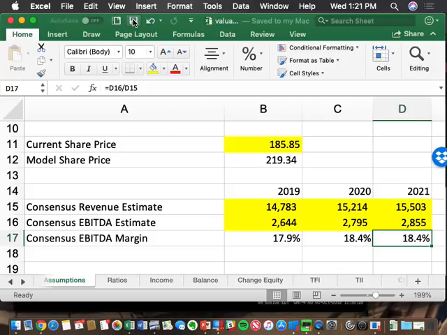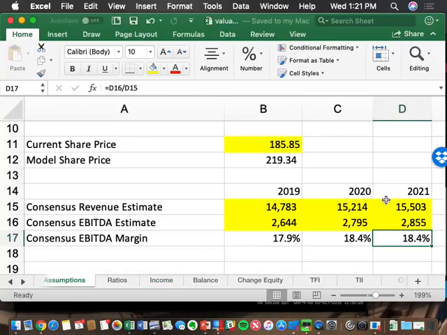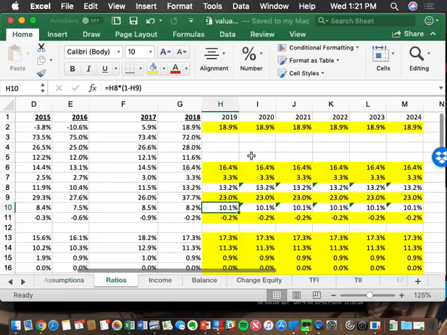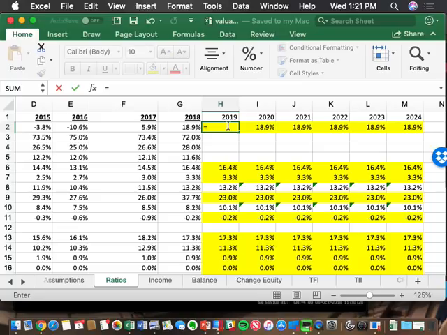Okay, so here's the thing. I need, in my income tab, these 3 forecasts to equal these, but I can't change it directly. And the way I change it is I change it on the ratios. So here's what I'm going to do for 19, 20, and 21. Starting with 19 equals current year minus previous year divided by previous year's percent change. That's the formula for percent change.